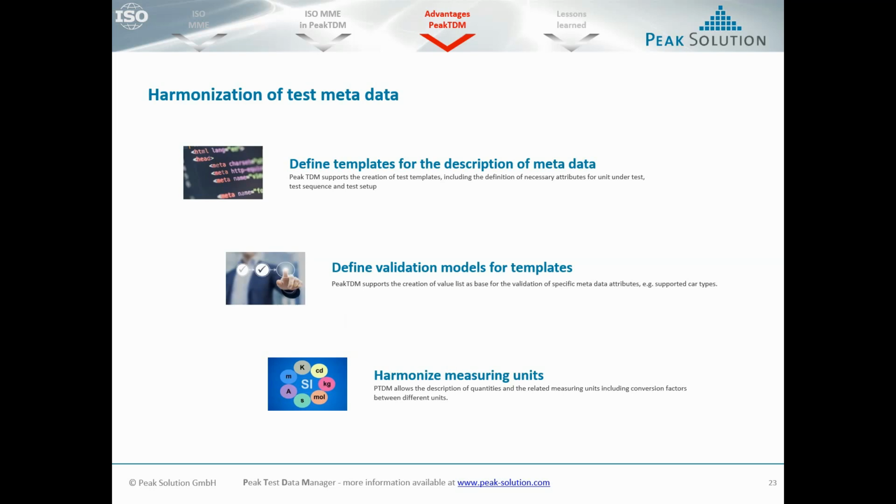Finally, also measuring units are harmonized. Measured data often uses different units like meter per second, kilometer per hour or miles per hour. They all describe the same physical quantity but use different units. Therefore, PeakTDM allows you to define valid units and the conversion between them to make sure that the data which is using different units can still be displayed and compared together.